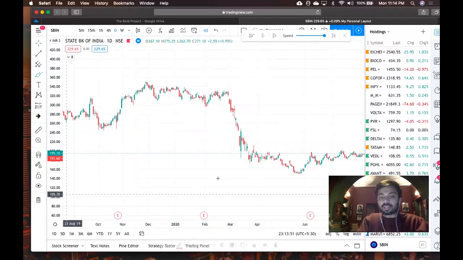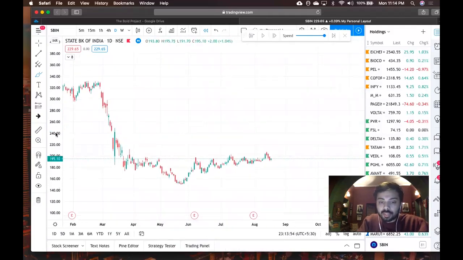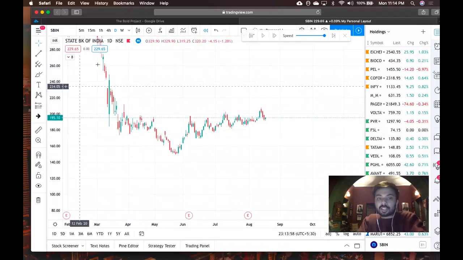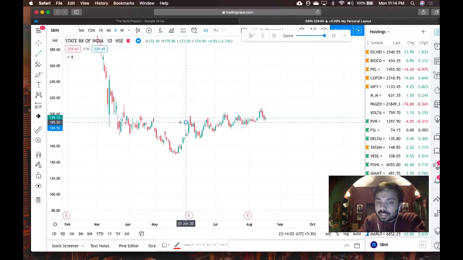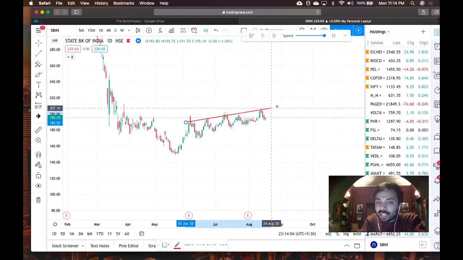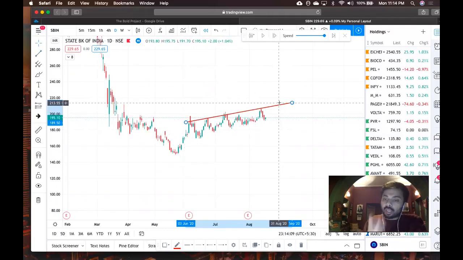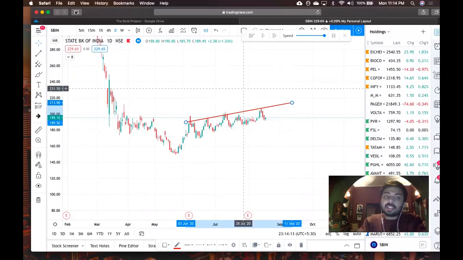Let's look at some more examples. Let's look at this example in the July 2020 month, when the coronavirus crash had happened and things were recovering. What can you see here? You can clearly see that if I join these 2 points, everything else is automatically joined. This is my trend line resistance. All I have to do is join 2 points. Everything else will be automatically tested.